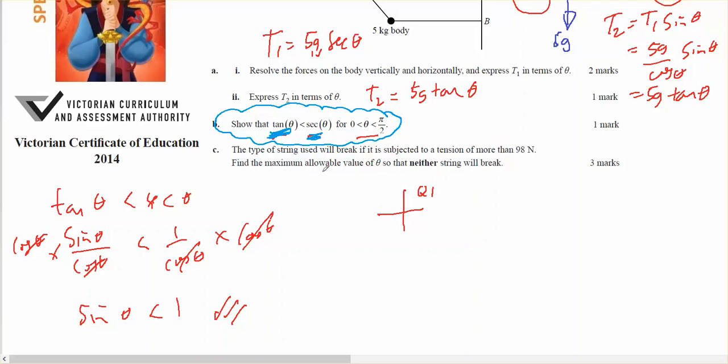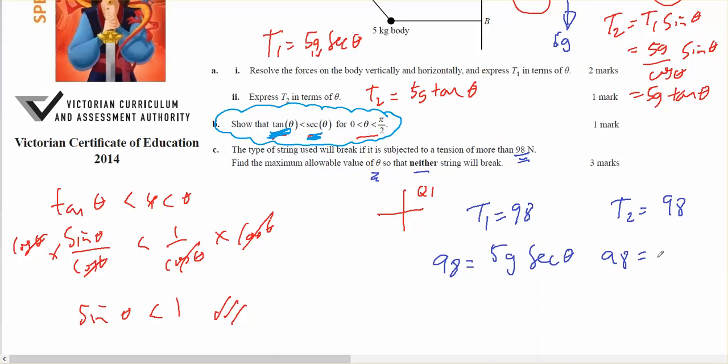Okay, the type of string will break if it's subjected to a tension of more than 98 newtons. Find the maximum allowable value of theta so that neither string will break. Okay, so if T1 equaled 98, then 98 equals 5G sec theta. And if T2 equaled 98, then 98 would equal 5G tan theta.